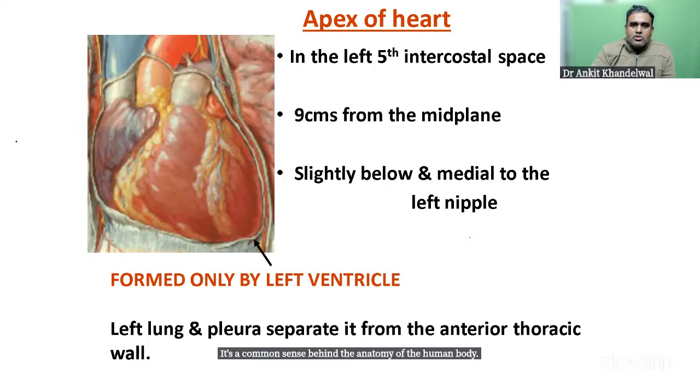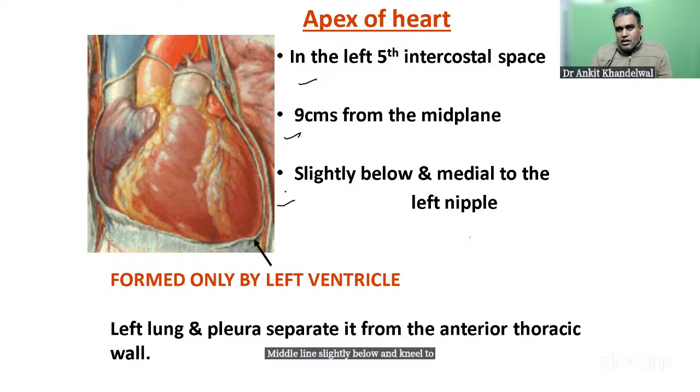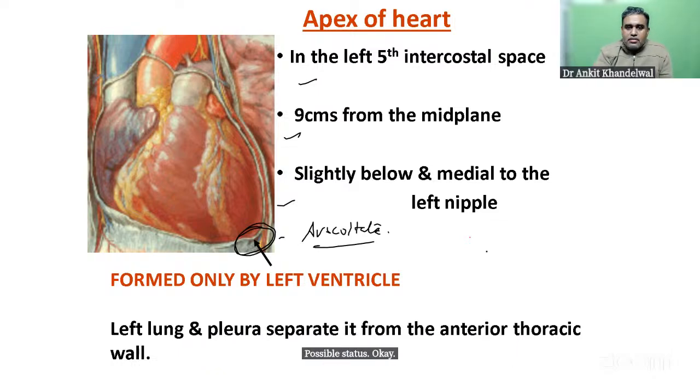Okay, so some grooves over here, and the apex of the heart, some positions. You should also auscultate with the stethoscope at the apex, hearing the heart sounds. It lies in the left intercostal space, around 9 to 10 centimeters from the midline, slightly below and medial to the left nipple. That is the location of the apex of the heart. You should auscultate it in your own or your friend's chest. It is formed only by the left ventricle.